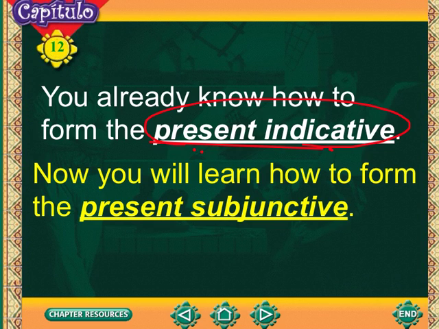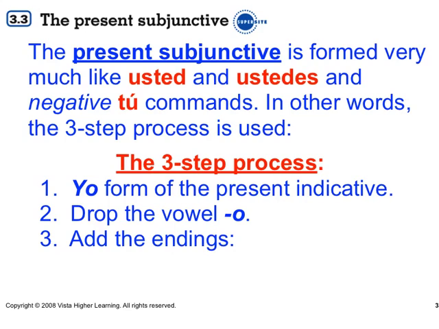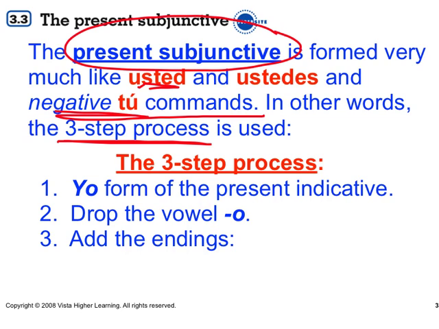We're now adding the mood, present indicative. Now we're going to learn how to form the present subjunctive. Remember, there are 2 present tenses in Spanish. Do you remember, Class A, how to form the usted command, the ustedes command, and the negative tú command? Sure you do. You learned the 3-step process. Well, here we're going to also use the 3-step process to form the present subjunctive.